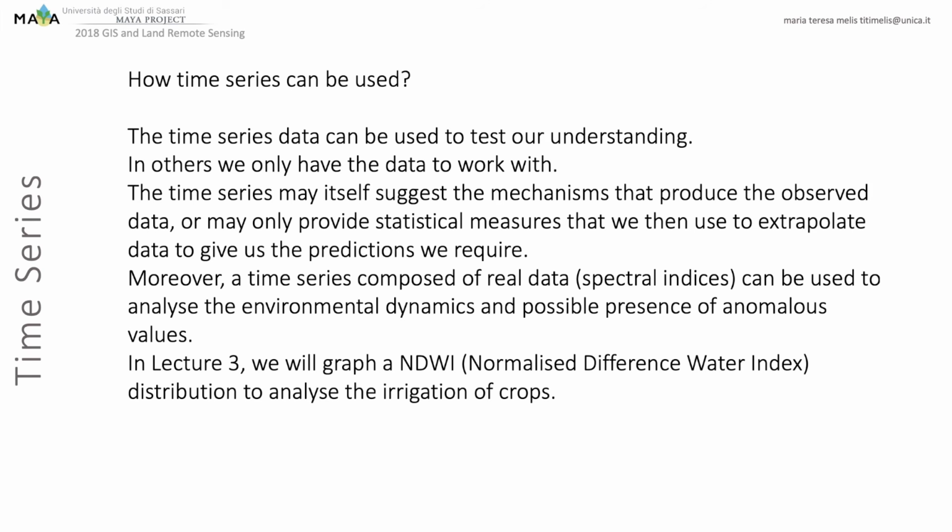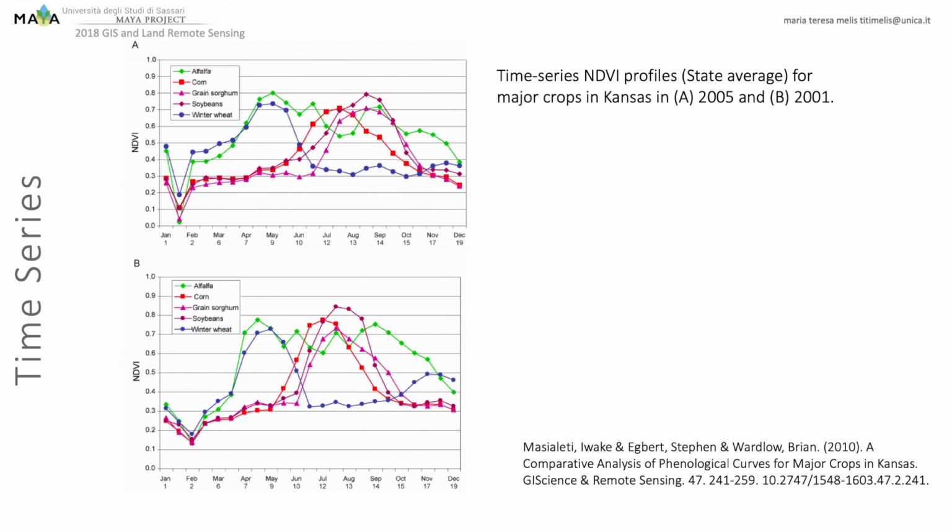In particular, time series can be used to test our understanding, and the time series can be composed of real data. So we will see that we will use spectral indexes to analyze the dynamics of the crops and the environment. And in lecture 3, we will graph the indexes to analyze the irrigation, the change of irrigation.